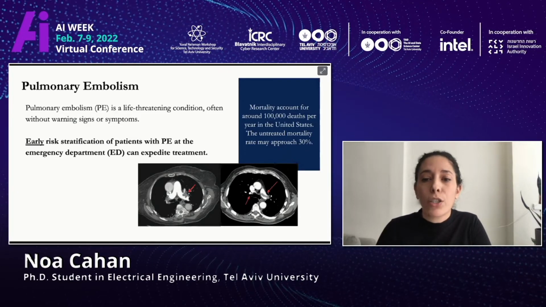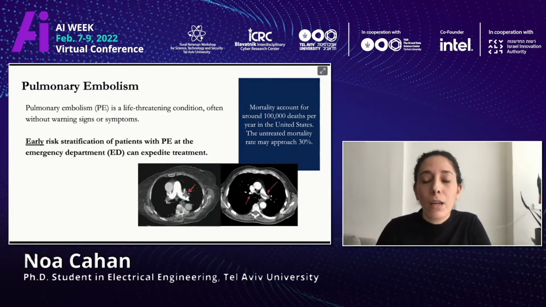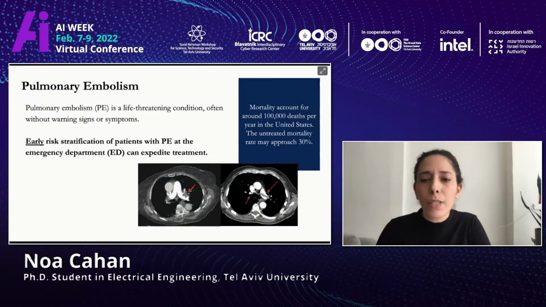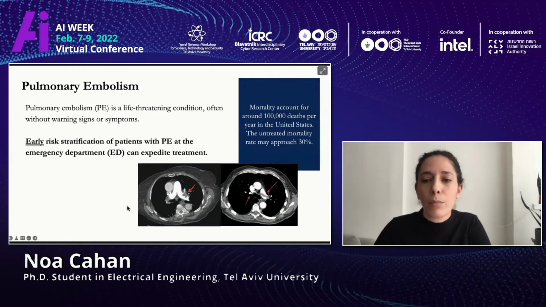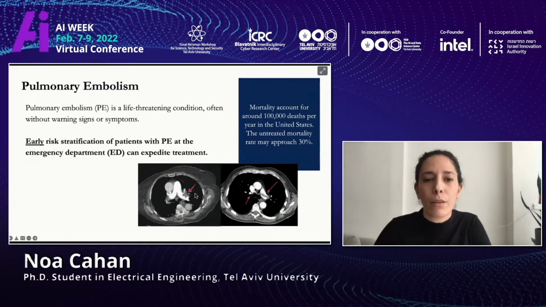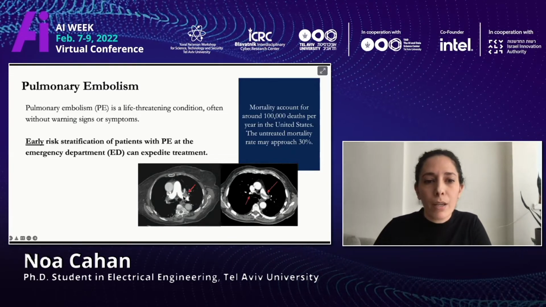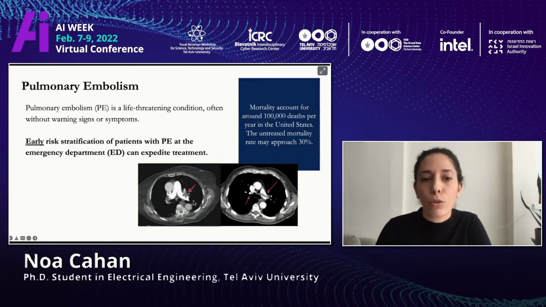PE is a condition when there is an obstruction by a blood clot somewhere in the lungs. The gold standard for identifying PE is a lung CT with contrast agent called CTPA. Below, you can see examples of PE. They're marked with the red arrows. As you can see, the clot is gray, and it's surrounded by bright color from the contrast agent.